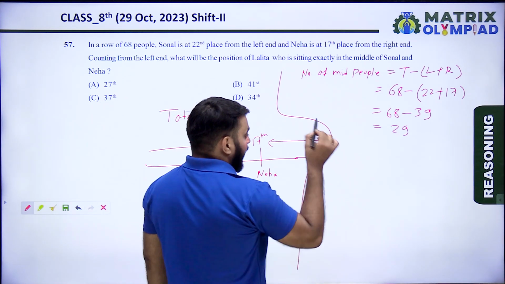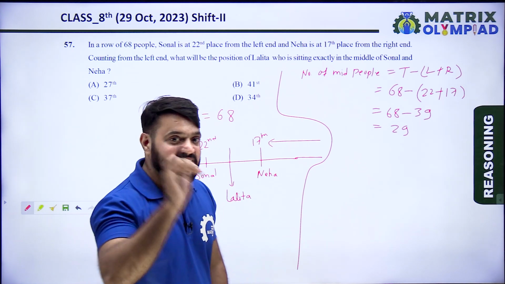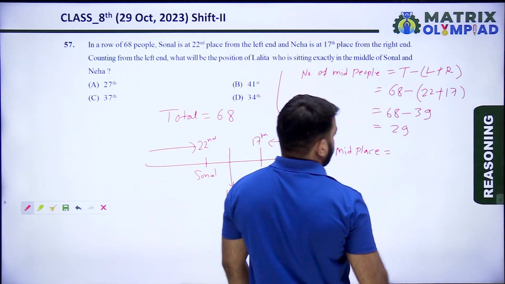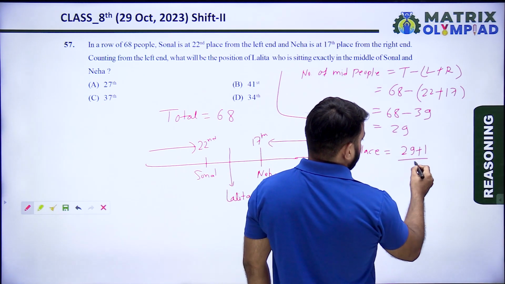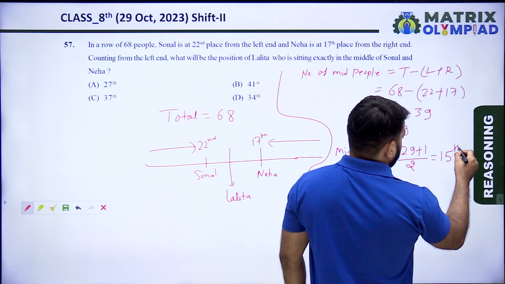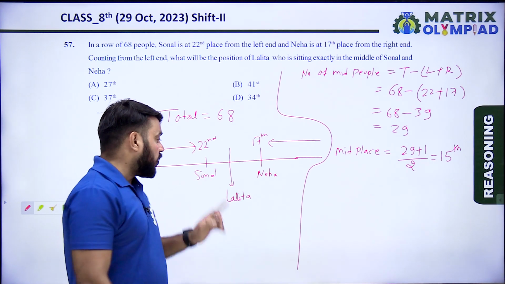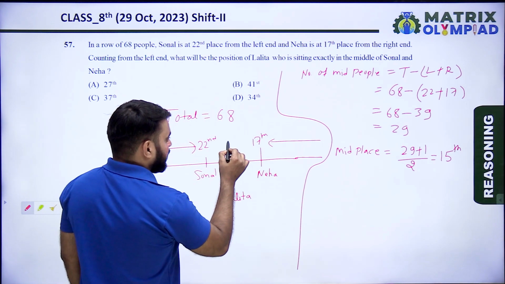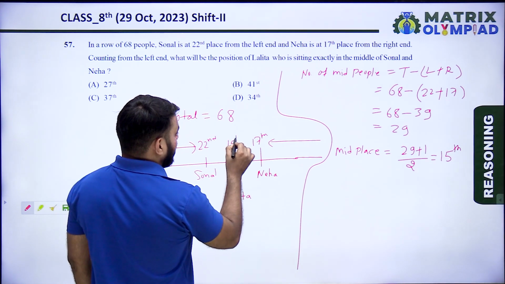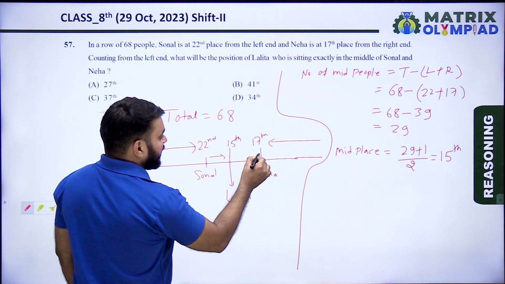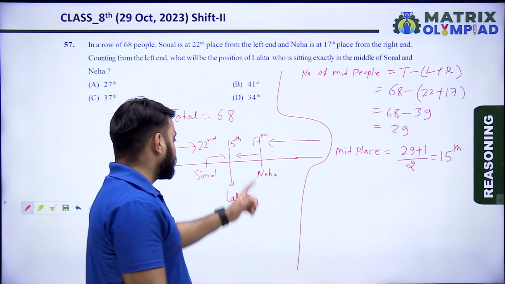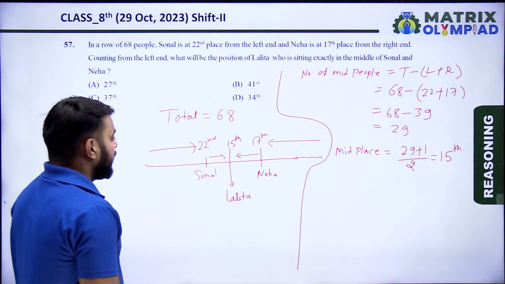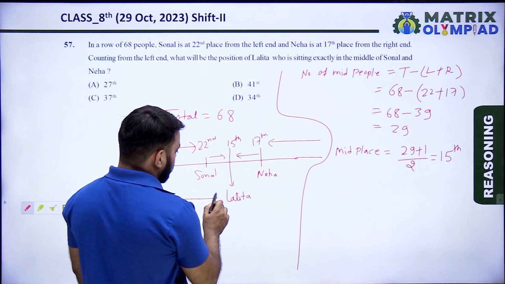So find the exact mid place. The exact mid place is equal to 29 plus 1 divided by 2. So 15 is the exact mid place from Neha and Sonal. So Lalita sits 15 places from Sonal and 15 places from Neha, because Lalita is sitting exactly in the middle of Sonal and Neha.